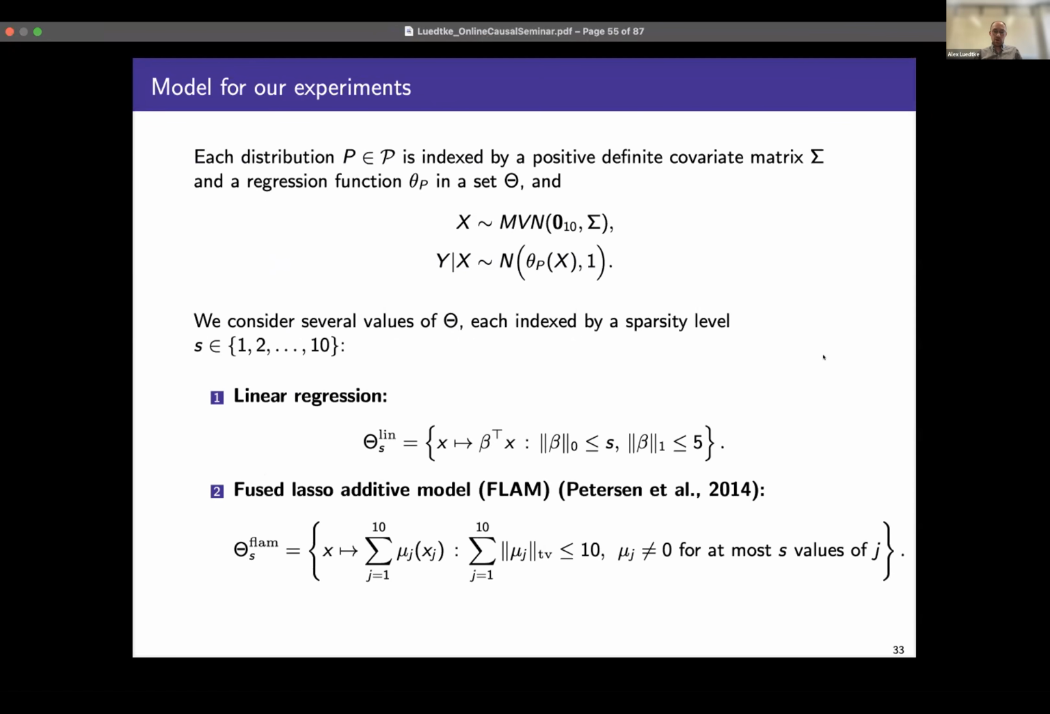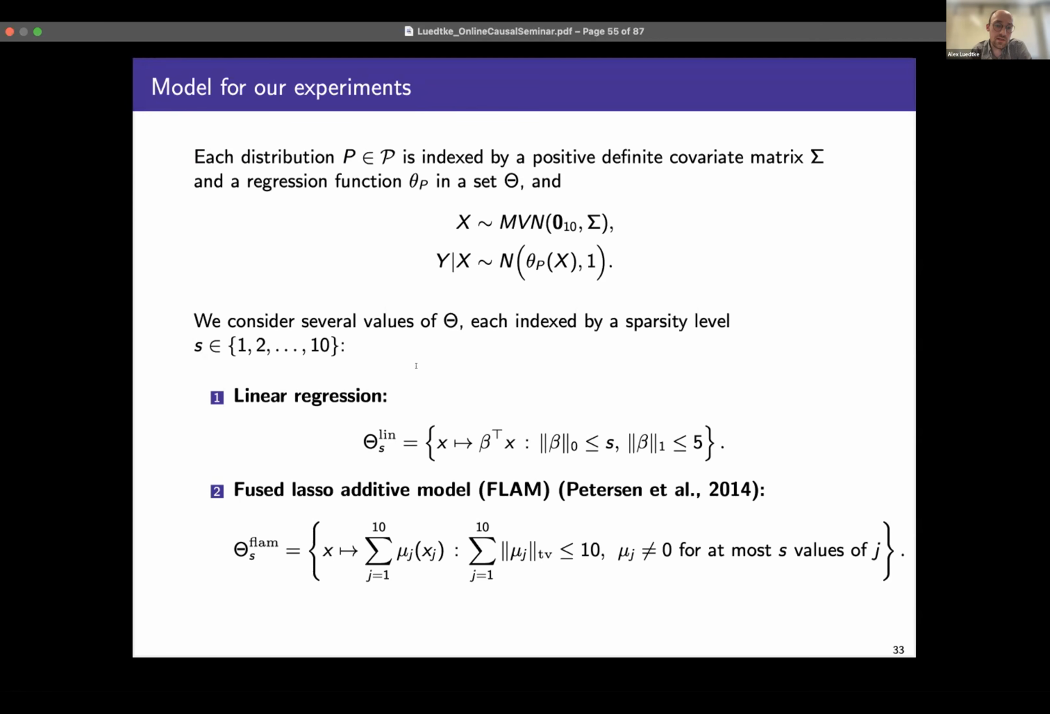Okay, so some numerical experiments. So just to talk about the model quickly for our experiments. In our experiments, our feature X was multivariate normal. We gave it mean 0, and we gave it a covariance matrix sigma, and we drew sigma from a fixed prior. And then we also had our outcome Y, which was Gaussian distributed with regression function theta p of X. Okay, so this is regression with just standard Gaussian errors.